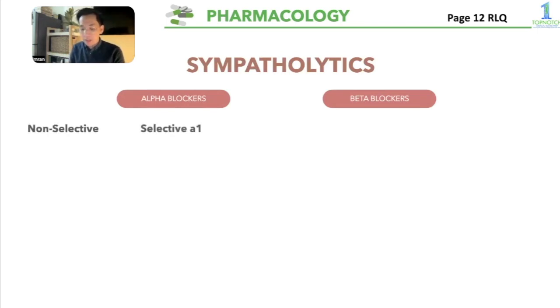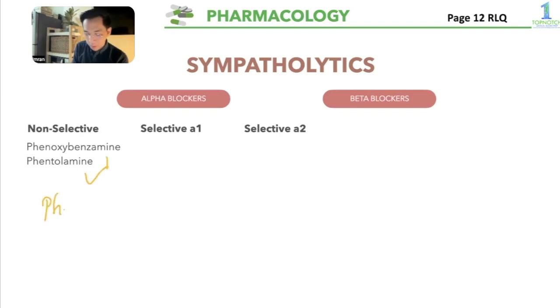When we say alpha blockers, they can be divided into non-selective, selective alpha 1, and selective alpha 2. A non-selective alpha blocker blocks both alpha 1 and alpha 2. These two, phenoxybenzamine and phentolamine, are used in pheochromocytoma. It's a tumor in the adrenal gland that causes excessive catecholamine release, okay?